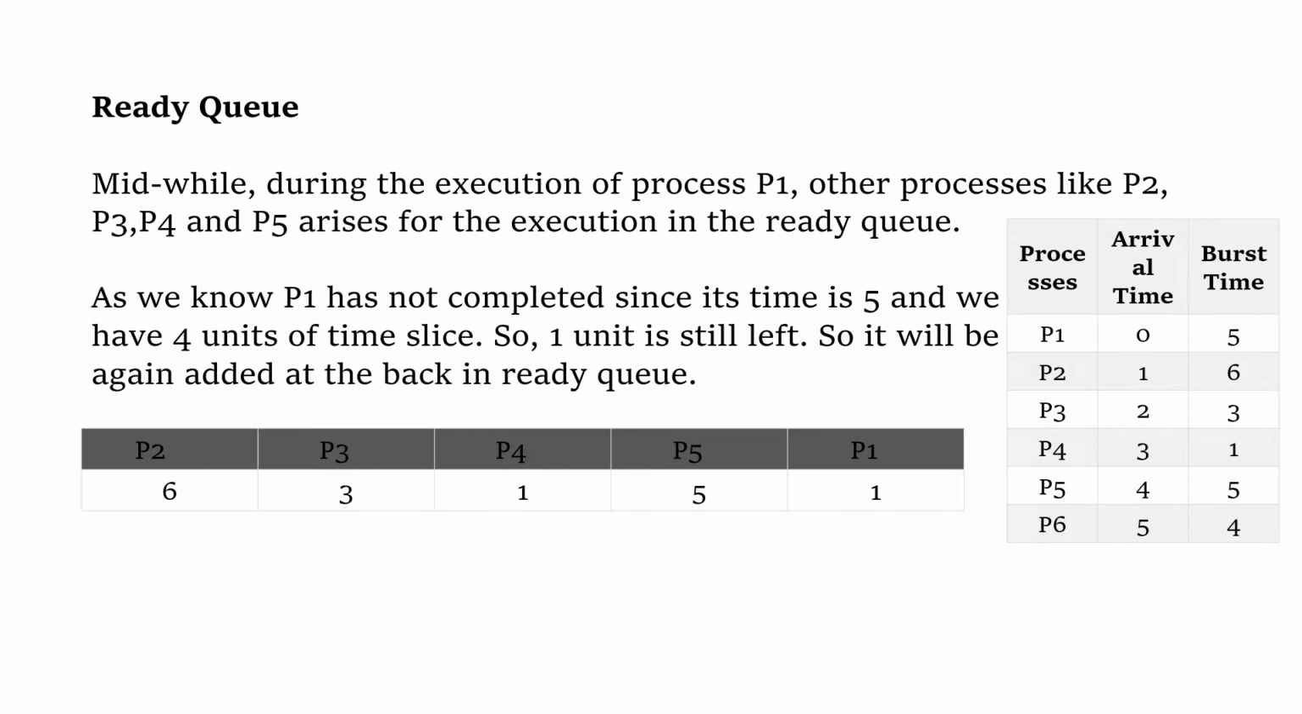P2 has a burst time of 6, P3 has a burst time of 3, P4 has a burst time of 1, P5 has 5, and P1 has its burst time of 5. So after executing only for 4 units of time quantum, P1 is placed at the back of the ready queue with its remaining burst time of 1 unit.